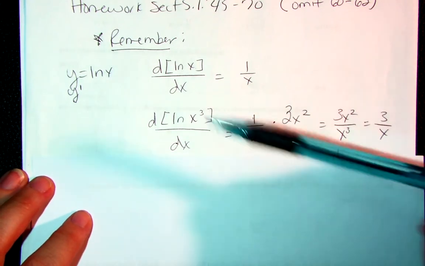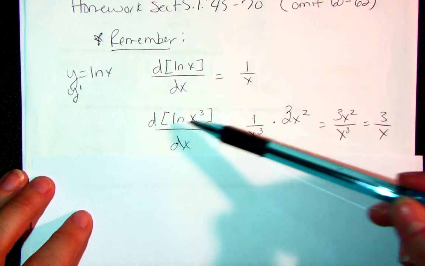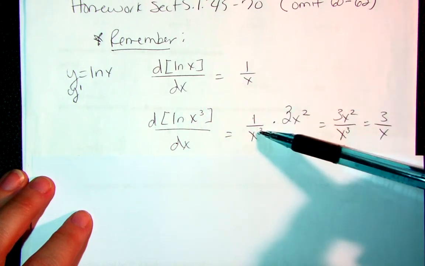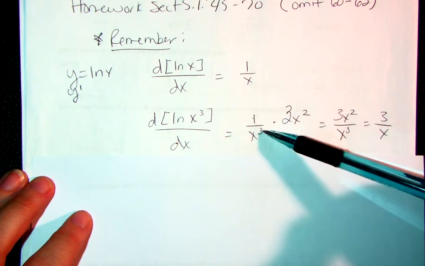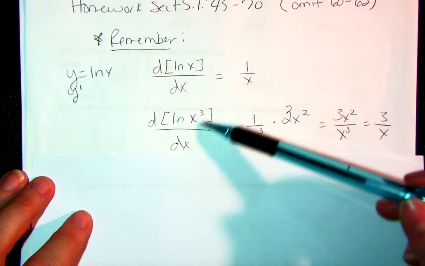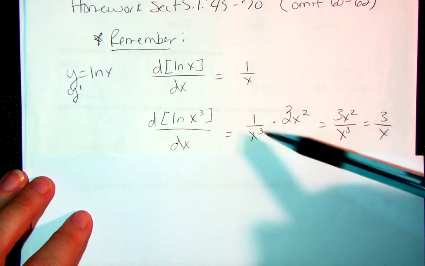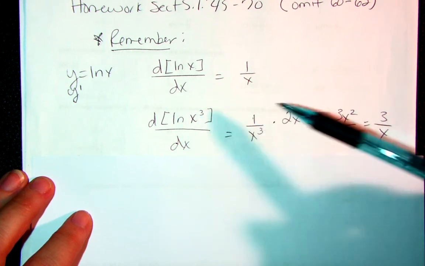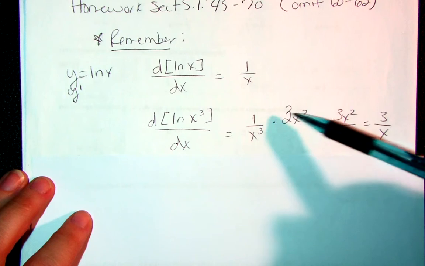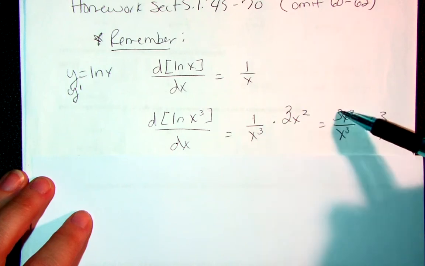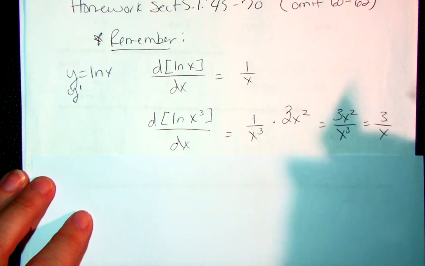When I differentiate the function natural log of x cubed, it's the same as this, 1 over x cubed. But because it isn't just x, I have to take the derivative of whatever this is. It's like a u substitution. So I multiply by the derivative of this. It's like a chain rule, times 3x squared. So this goes in the numerator and denominator, so that equals 3 over x.